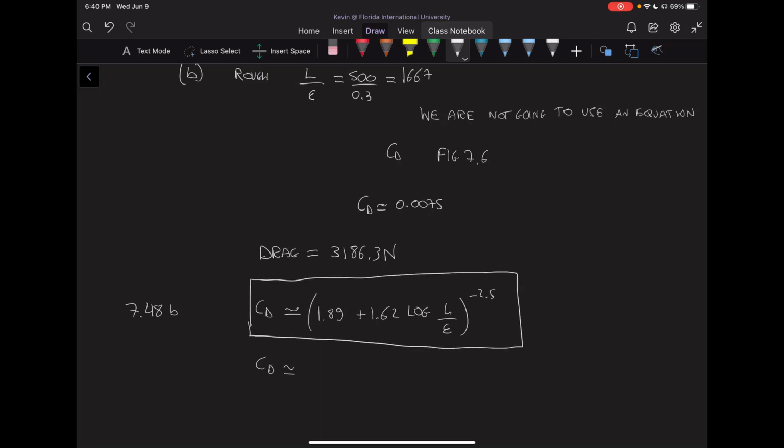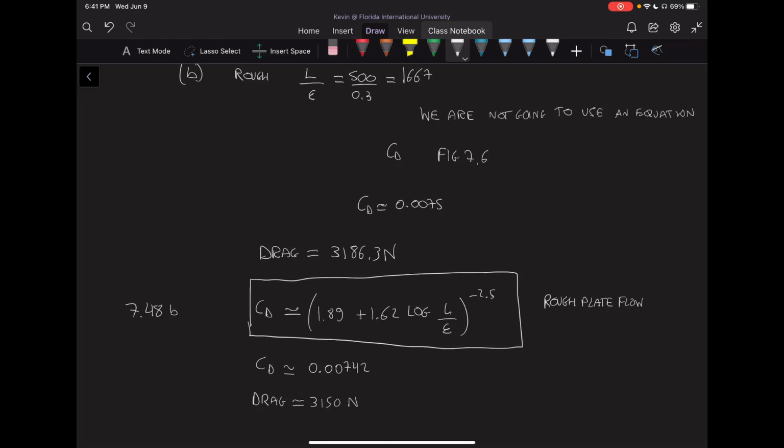So you can use this equation if you don't want to use a chart, for any turbulent flow. So it has to be a turbulent rough plate flow. We could use this equation and find that we get 0.00742, which would yield a drag value of approximately 3,150 newtons. Again, these are all approximations, okay?